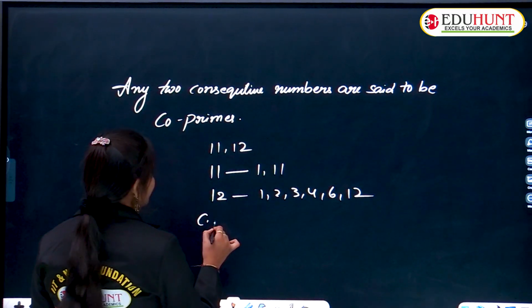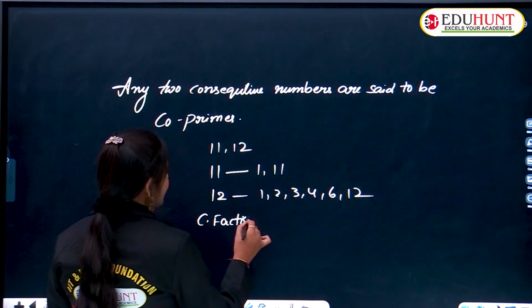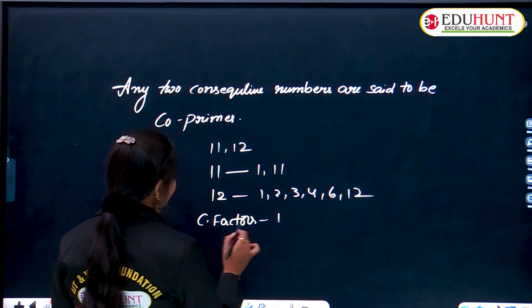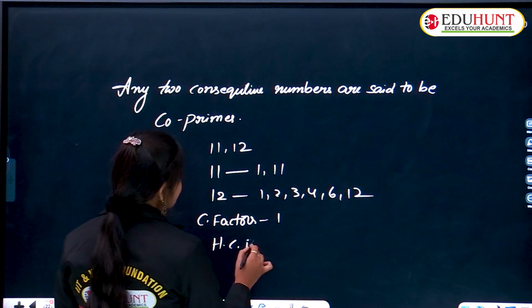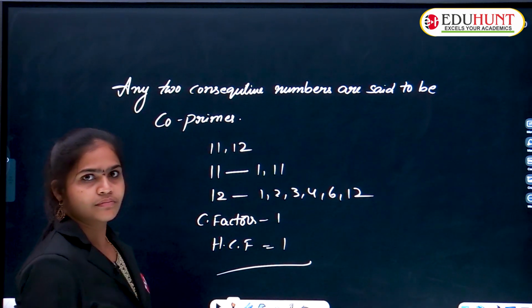Now here, common factors. How many common factors are there? Only one common factor is there, that is 1. What is the HCF here? HCF is also 1. Understood?